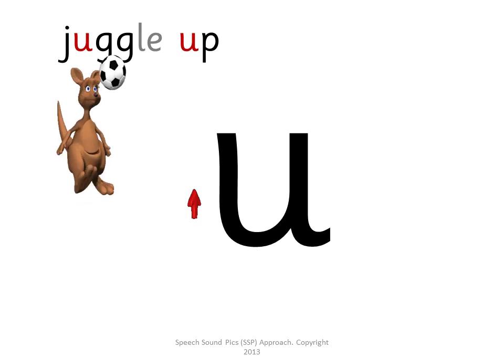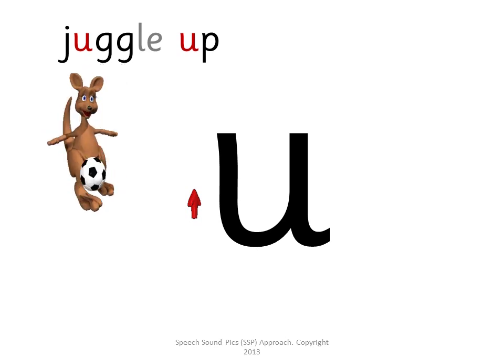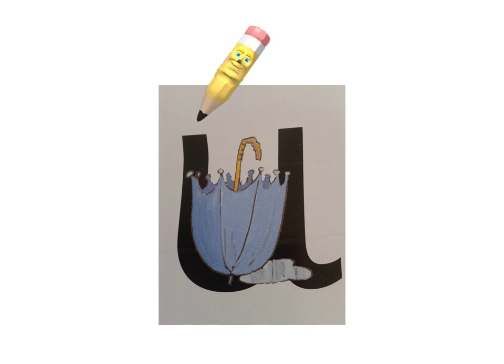U, juggle, juggle. The kangaroo's juggling. Down and under, to the top and draw the puddle.